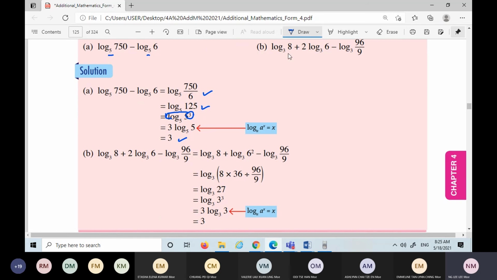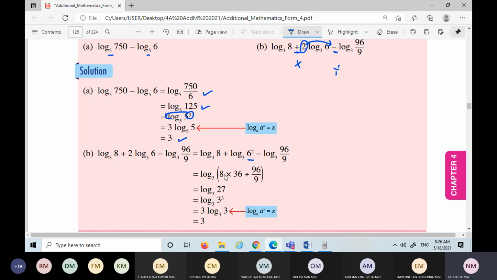Look at B, the same thing. You have logs with plus and minus in between, so combine them to become a single log. When you see plus, remember it is times. When you see minus, remember it is divide. But first of all, the 2 here has to move back. Just now you always used the power law, where the power moves down. Now move it back. If not, you cannot join. After you move back, this is what you get.